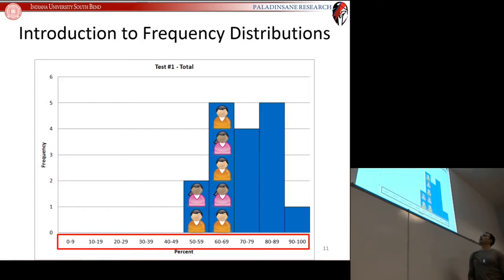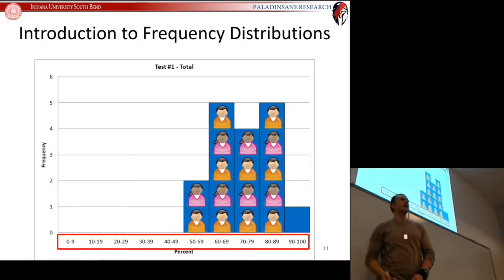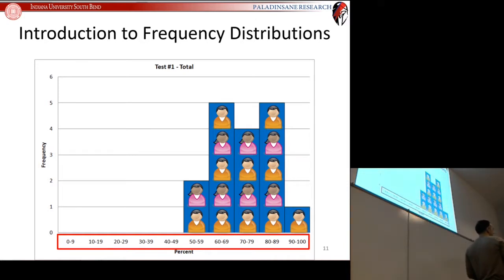70 to 79, we got 1, 2, 3, 4 people. So again, the frequency here is how many people, the height of the bar, you can see 4 individuals, 1, 2, 3, 4 people attained a score of 70 to 79. We got another 1, 2, 3, 4, 5 people attained a score of 80 to 89. And then we have 1 individual living in 90 to 100 land. They achieved the score between 90 and 100. Importantly, nobody achieved the score of 40 to 49, 30 to 39, or any of the lower scores. And you can instantly read that off of this frequency graph.